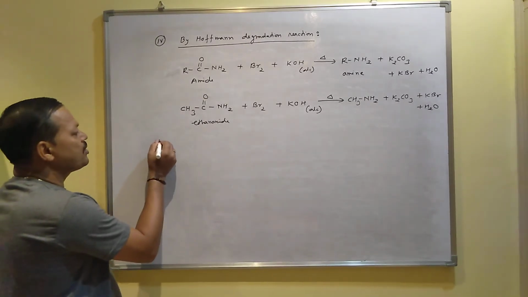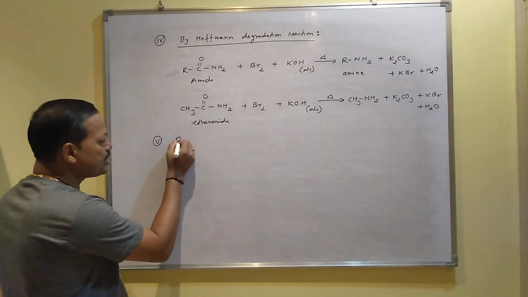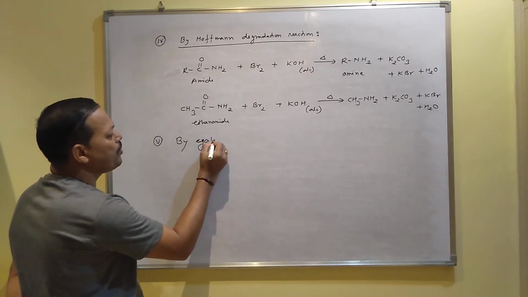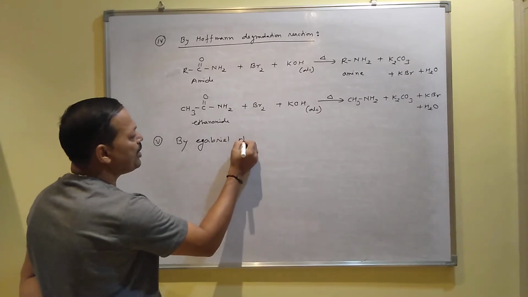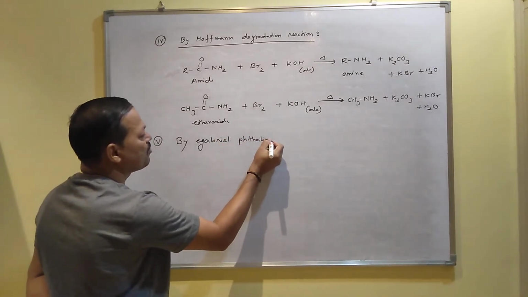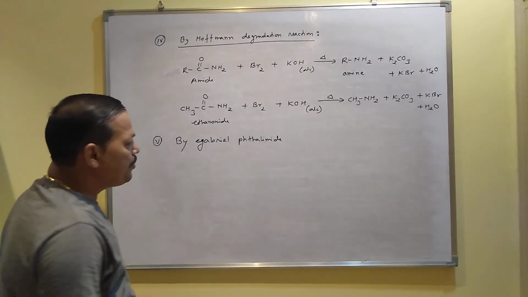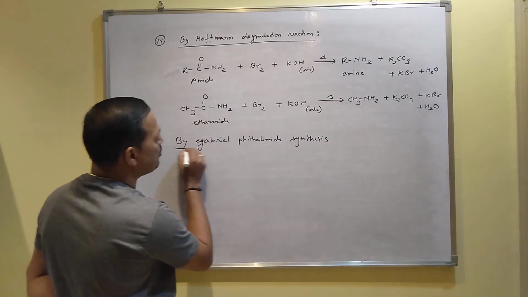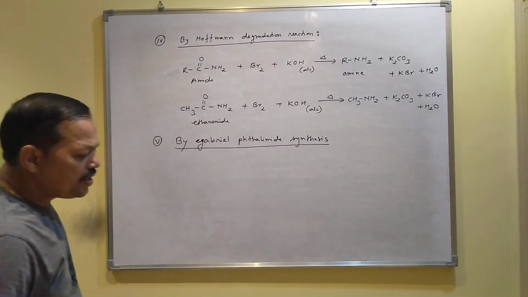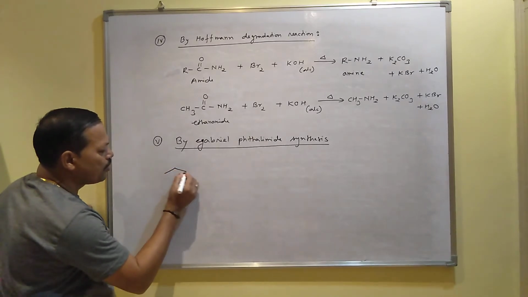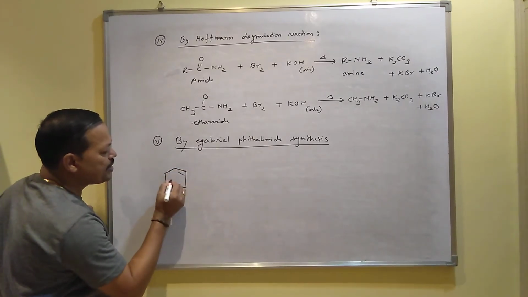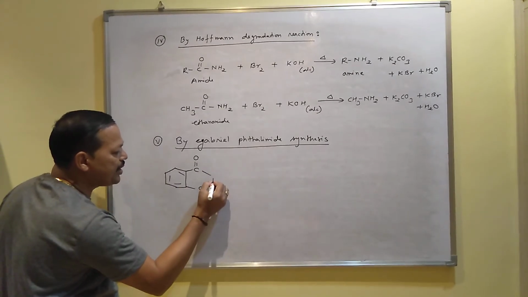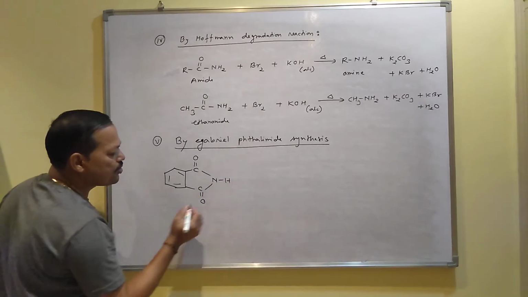And the last method, number 5, is one of the important reactions, by Gabriel phthalimide synthesis. This is one of the important reactions. What about this reaction? This compound is used as the reactant, which is called phthalimide. Actually it comes from phthalic acid. This is called phthalimide.